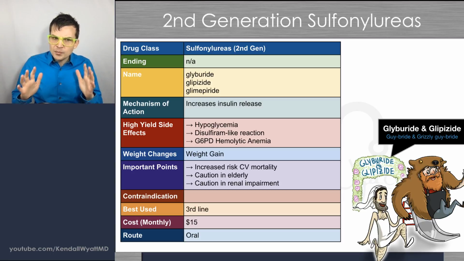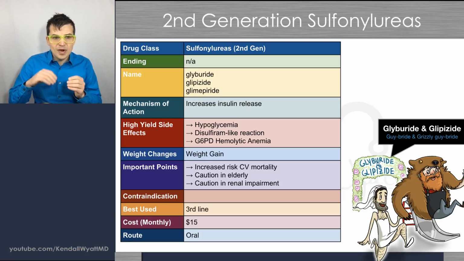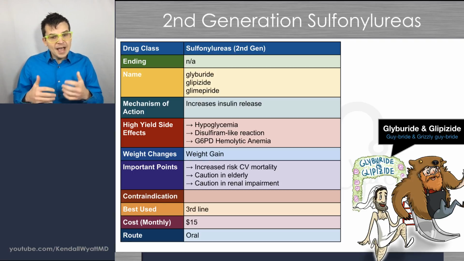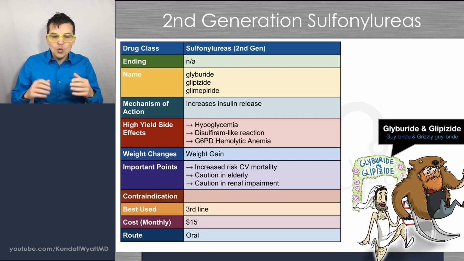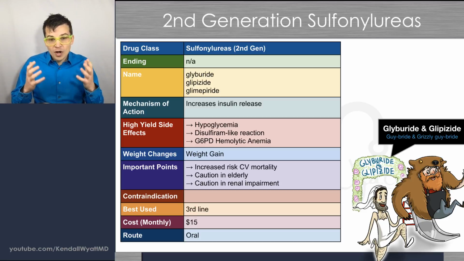Now, there's some important points overall with second-generation sulfonylureas: glyburide, glipizide, and glimepiride. Some of them have shown an increased risk of cardiovascular mortality for patients who are taking them, especially patients who are elderly. We don't use these medicines in elderly patients, and they're not recommended, mainly because of the side effects, hypoglycemia, as well as an increased risk. They also are used with caution in patients with renal failure.